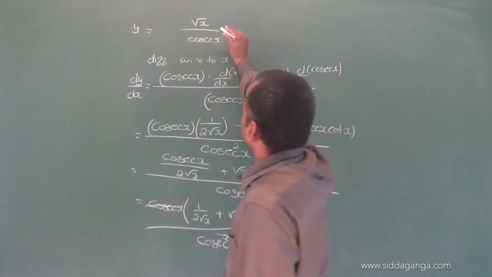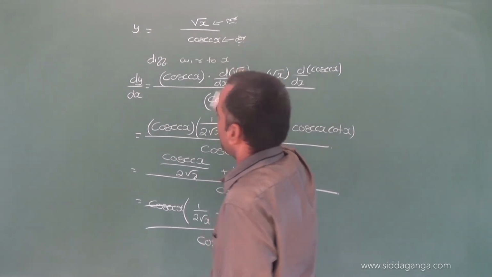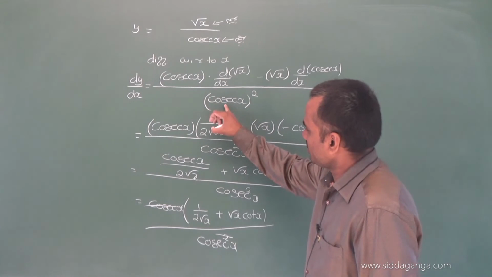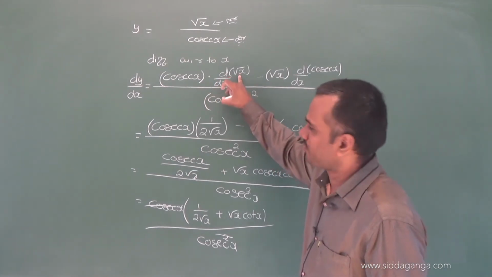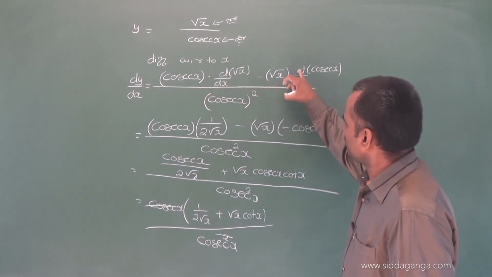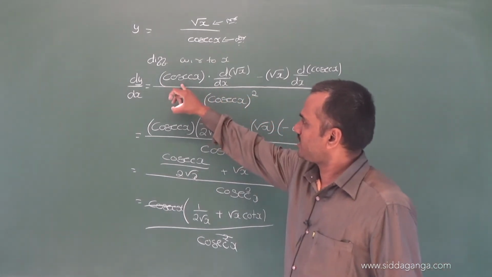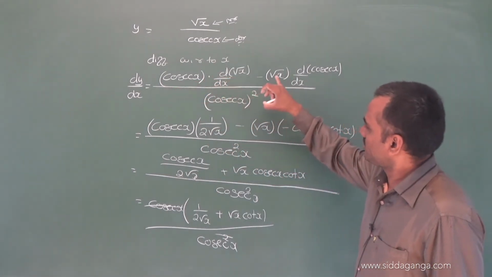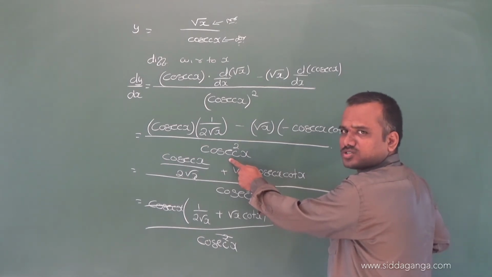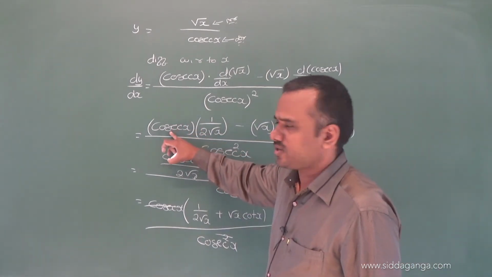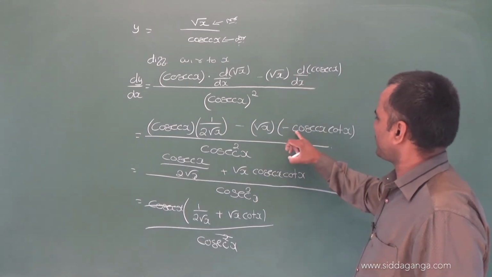So once again, I explain the rule. This is numerator, denominator. So denominator square, denominator into derivative of numerator minus numerator into derivative of denominator. Correct? See, observe here. Denominator square, cosecant x whole square is cosecant square x. Denominator into derivative of numerator root x, 1 by 2 root x, minus root x into derivative of cosecant x, minus cosecant x into cot x.